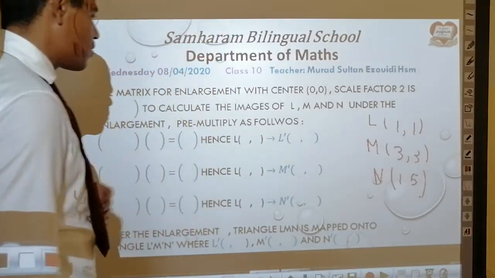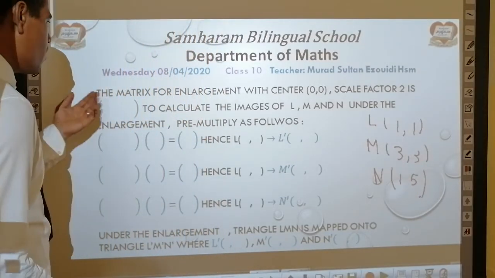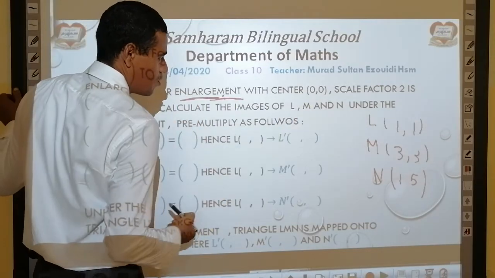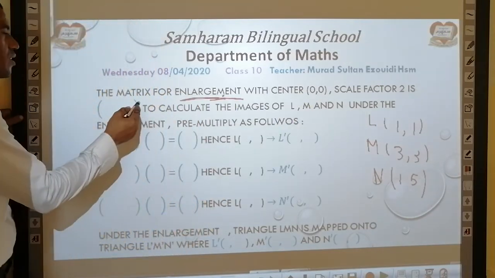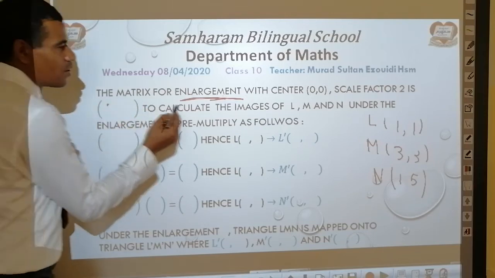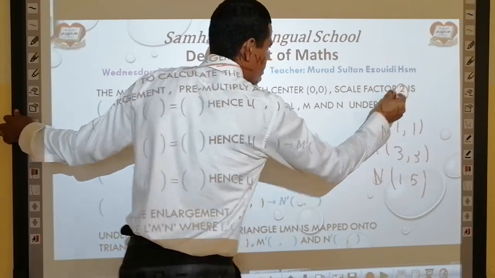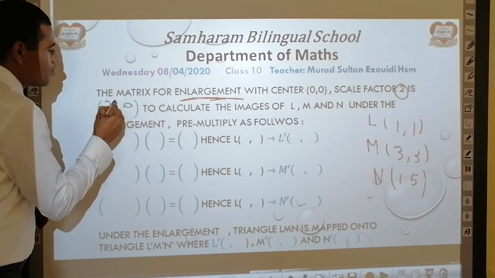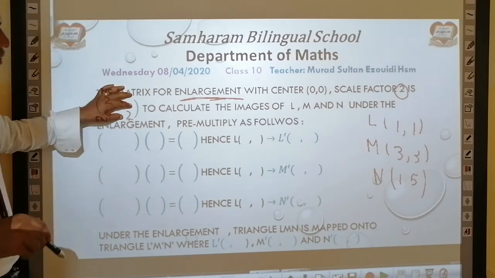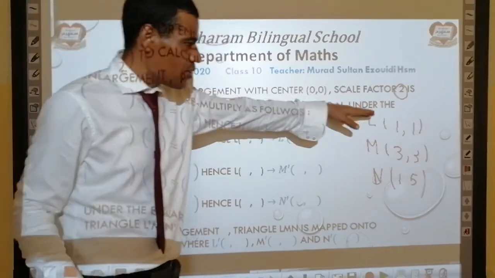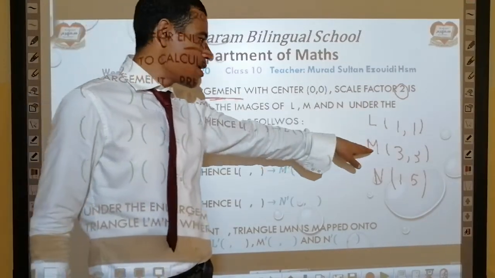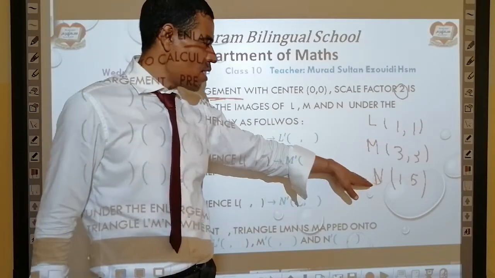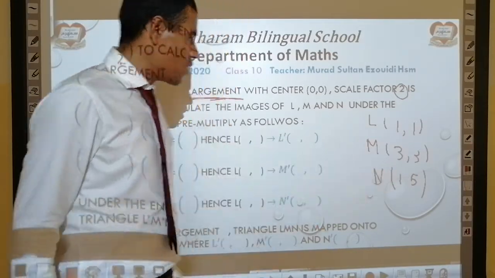Okay, I will try to transform this matrix. So, the matrix for enlargement with center 0, 0, scale factor 2 is what? The scale factor is 2. So, just put here 2, 0, then 0, 2. To find the coordinates of this point, just multiply this by that to find M prime. To find N prime, multiply the matrix by the coordinates of it. Let's do it.